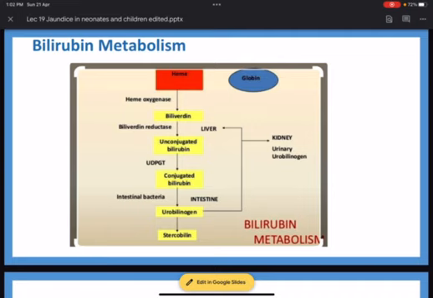So again, this will be turned into what? Again, it will start the whole sequence. So more levels are accumulating in our body, and less levels are being excreted through urine and stool. So prolonged enterohepatic circulation.